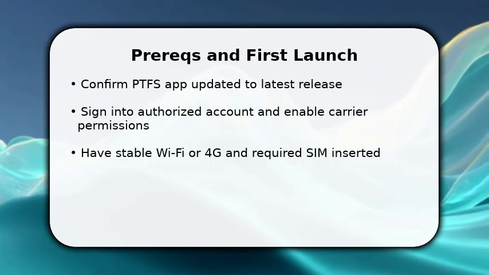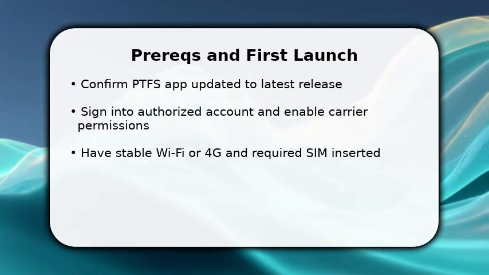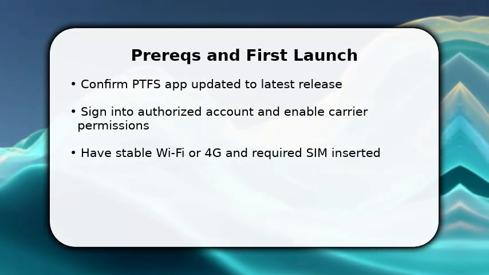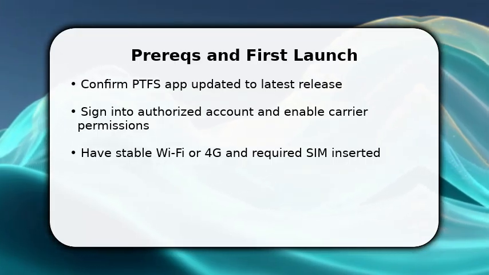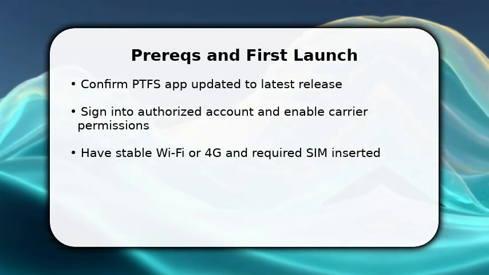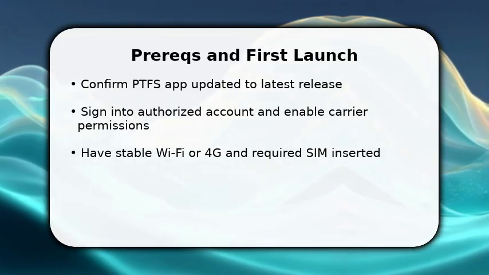You start by confirming the PTFS mobile app is updated and you're signed into an authorized account. This prevents compatibility errors. Once done, enable carrier permissions in app settings so the launch utility can access network profiles. Make sure you have the correct SIM and a stable Wi-Fi or 4G connection. That keeps the provisioning handshake fast.